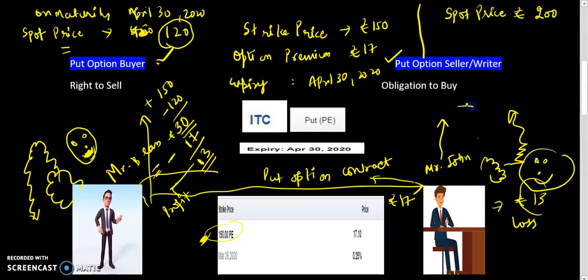In this case, profit for Mr. John is rupees 17, which is the premium amount, and loss for Mr. Bean 17. So this is put option contract.